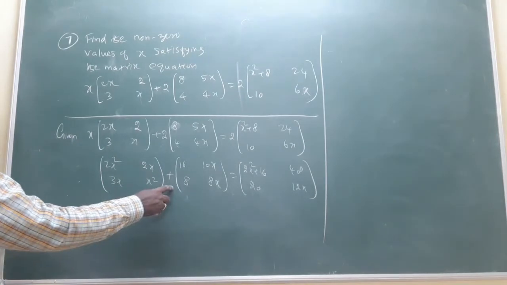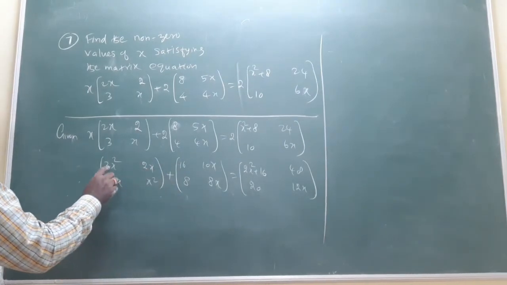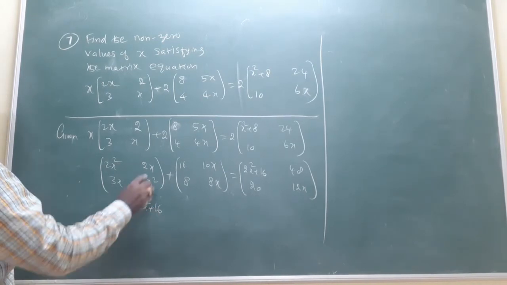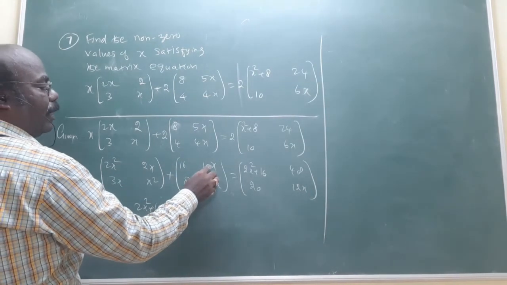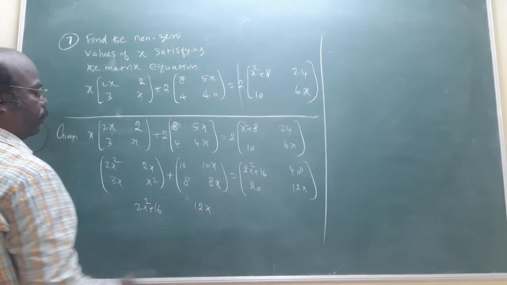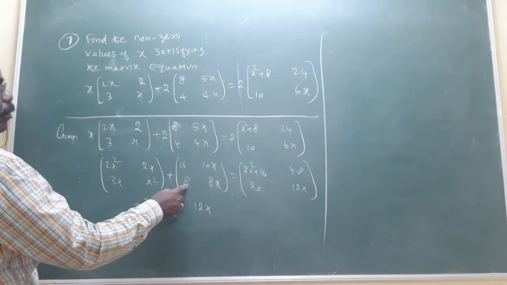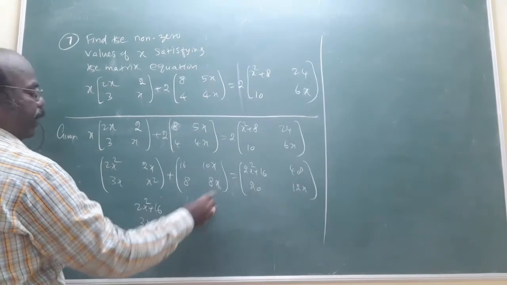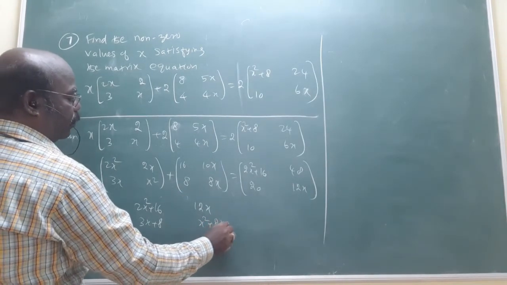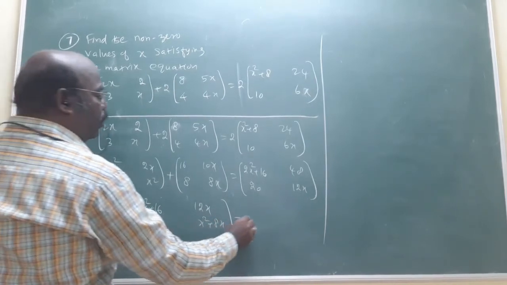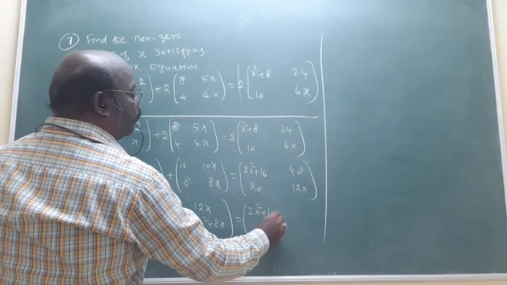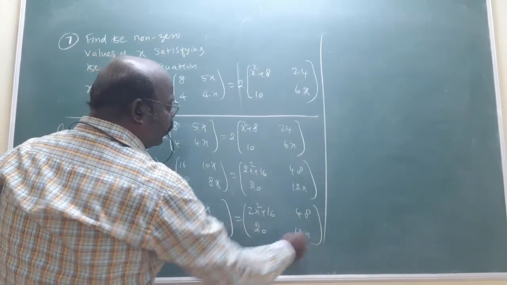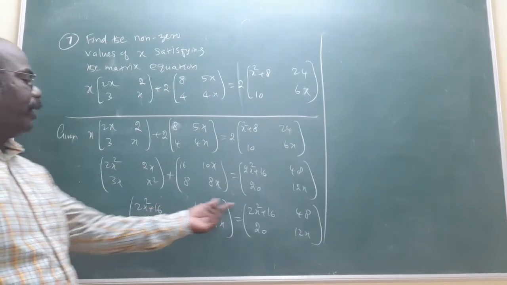Now, in between pressing on. That's why adding both, first element 2x square plus 16. So 2x plus 10x plus 12x. Next, 3x plus 8, x square plus 8x, equal to 2x square plus 16, 48, 20, 2x.